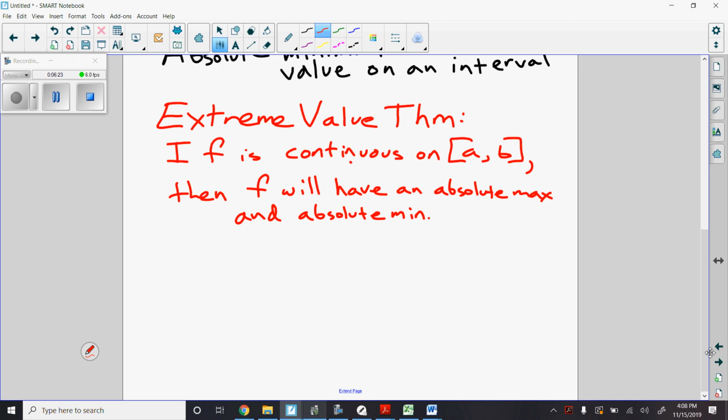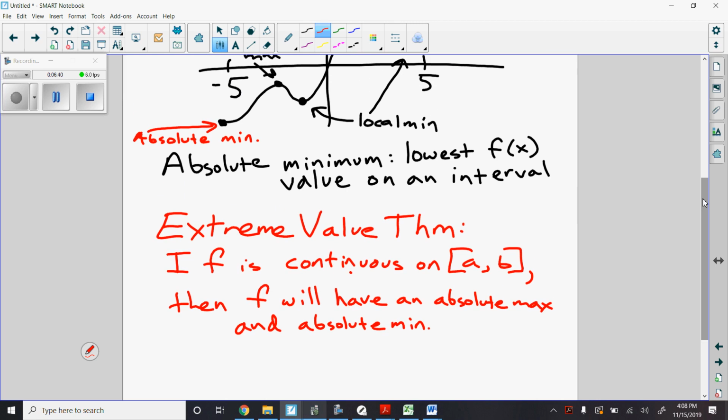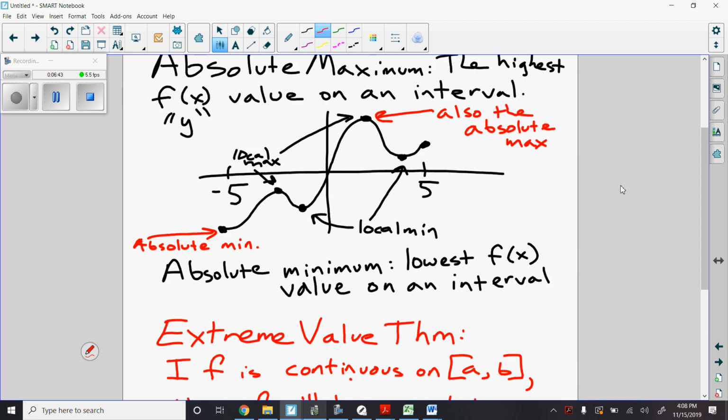But what's even more important is that the absolute max or absolute min, these absolute extrema, can only occur at two different places. And if you take a look at our graph, we'll see that. So let's just scroll back up. Absolute extrema can only occur at either critical points, like here, or at endpoints, right here.